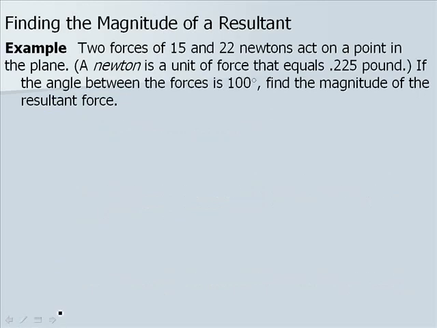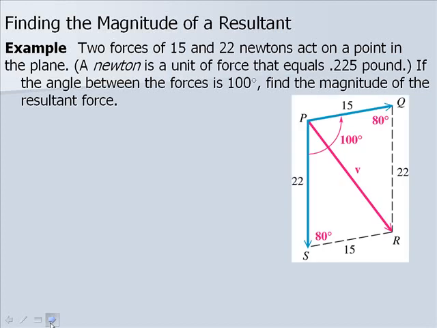So let's look at finding the magnitude of a resultant. Two forces of 15 and 22 newtons act on a point in the plane. A newton is a unit of force that equals 0.225 pounds. If the angle between the forces is 100 degrees, find the magnitude of the resultant force.